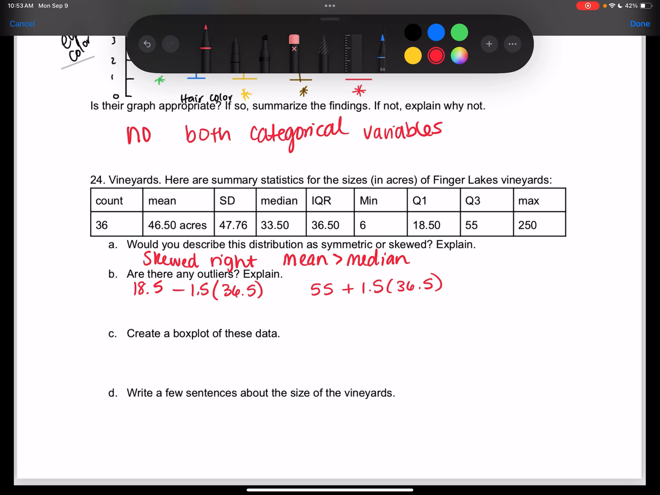First one is negative 36.25. So obviously I can't have negative acres, so I don't have to worry about it on that end. And the second one is 109.75. All right, so based on that, are there any outliers?